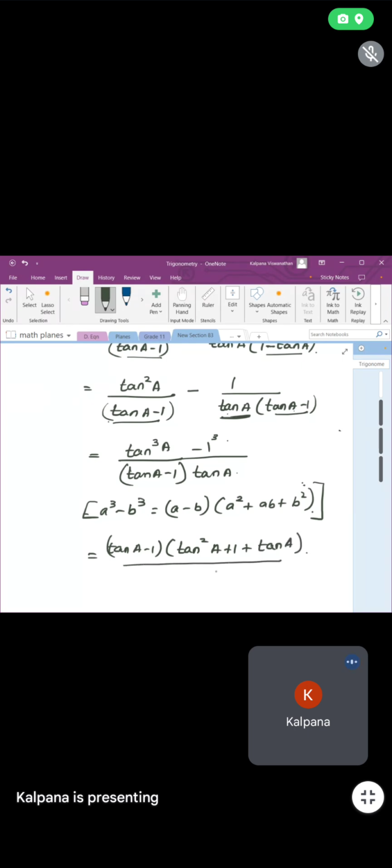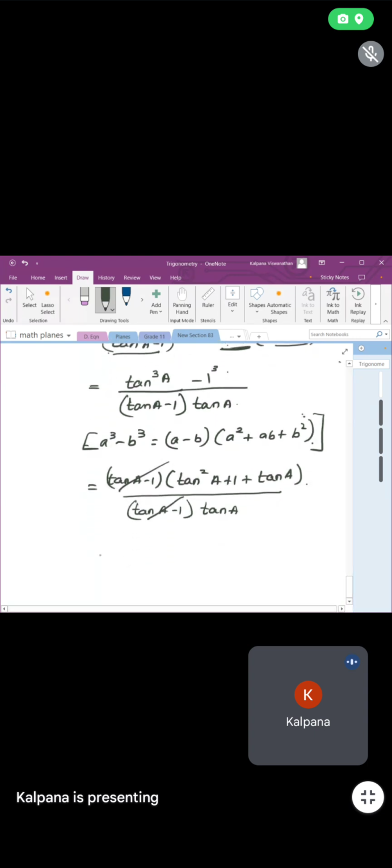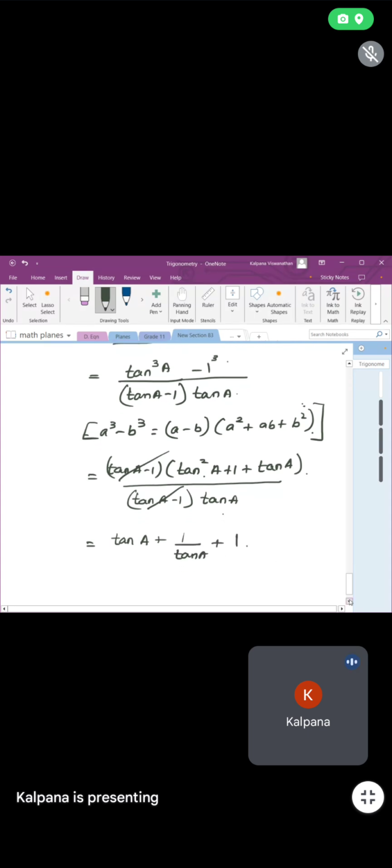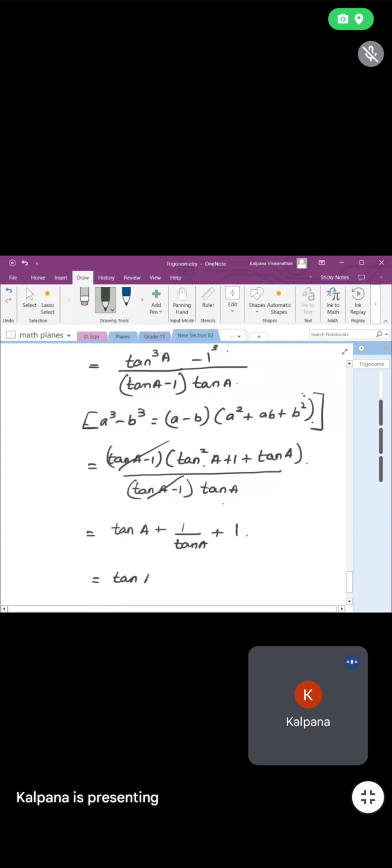divided by tan A minus 1 into tan A. Now we can cancel this tan A minus 1, tan A minus 1. So what are we getting? Now we have tan square A plus 1 plus tan A divided by tan A. So each term we divide by tan A. So tan square A by tan A is tan A, plus 1 by tan A, plus tan A by tan A is 1. Okay, so this is nothing but tan A plus cot A plus 1, which is our RHS.